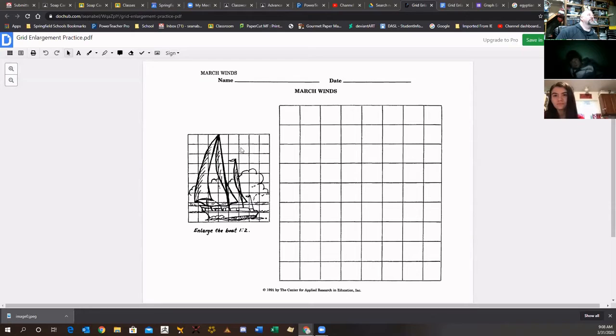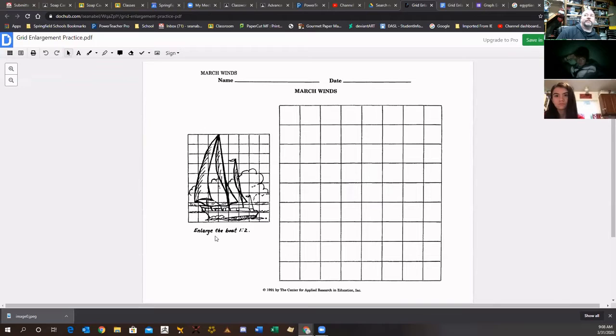I'll put this up, and you don't have to download it if you don't want to. You can just draw this in your sketchbook, but if you want to, you can print it and do it that way. The idea here is this grid and this grid, though the sizes are different, this is a smaller grid, it's the same number of squares.